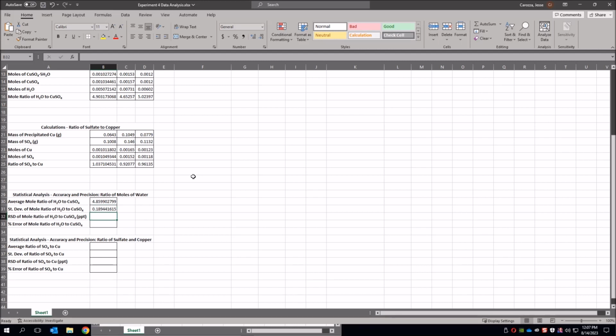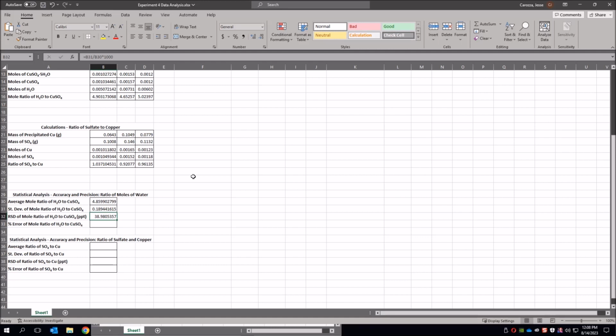Is that good? It's hard to say. So we look at the relative standard deviation, which is the standard deviation divided by the average times 1,000. And we get about 40 parts per thousand, which is pretty decent.